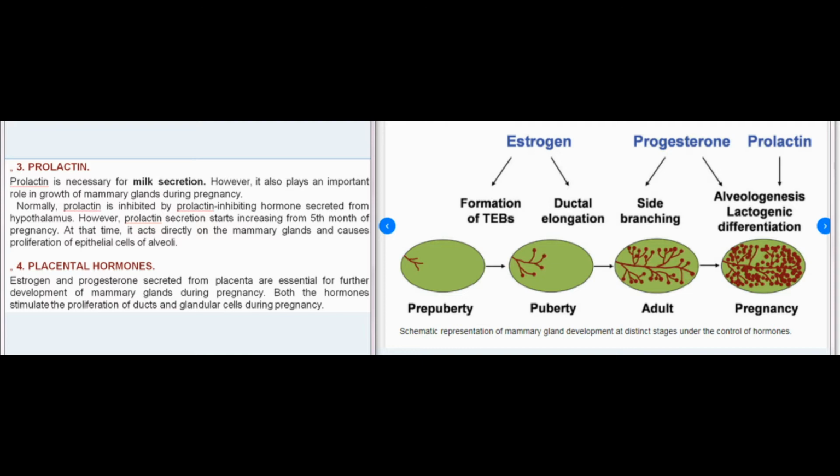Normally, prolactin is inhibited by prolactin-inhibiting hormone secreted from the hypothalamus. However, prolactin secretion starts increasing from the 5th month of pregnancy. At that time, it acts directly on the mammary glands and causes proliferation of epithelial cells of alveoli. 4. Placental hormones. Estrogen and progesterone secreted from the placenta are essential for further development of mammary glands during pregnancy. Both the hormones stimulate the proliferation of ducts and glandular cells during pregnancy.